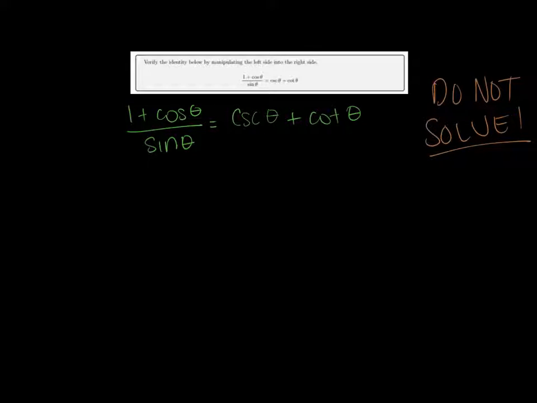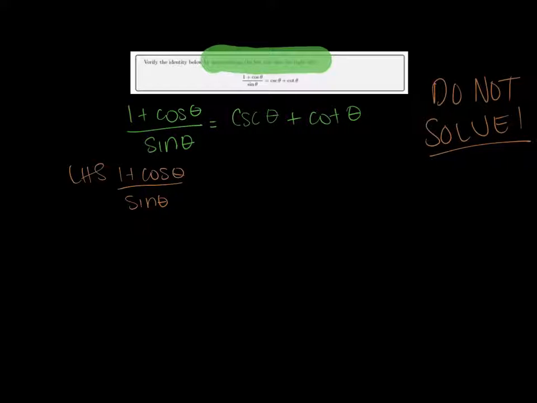Now, the instructions for this question specifically say to manipulate the left-hand side into the right-hand side. So we're going to do that first. Again, we'll start with our left-hand side, which is (1 plus cosine theta) divided by sine theta. So a technique that you may not have seen before, though we did talk about it briefly in class, is to break down our fraction. I can write this as 1 over sine theta plus cosine theta over sine theta.